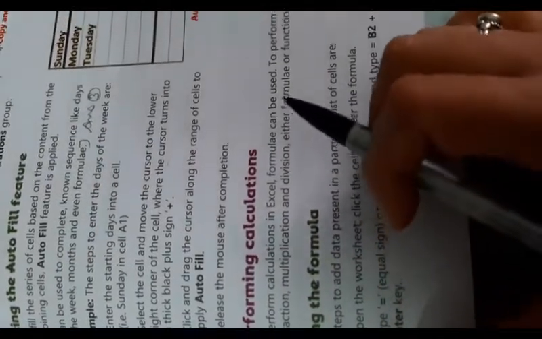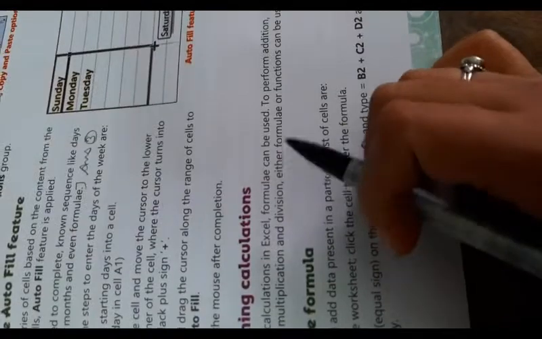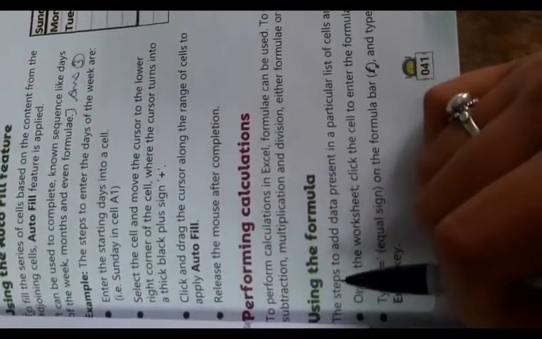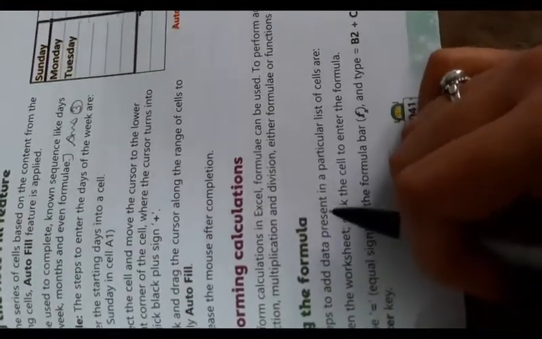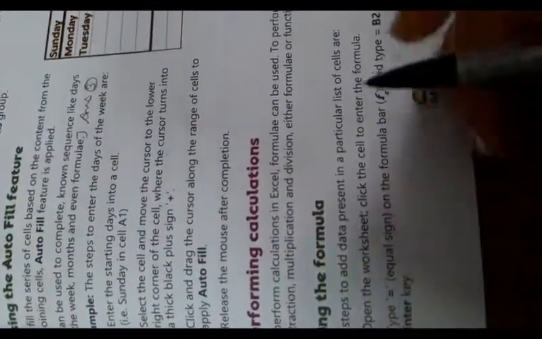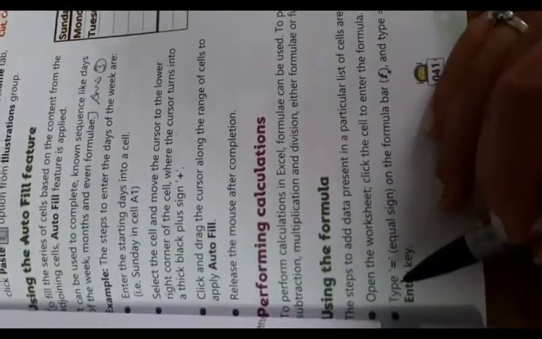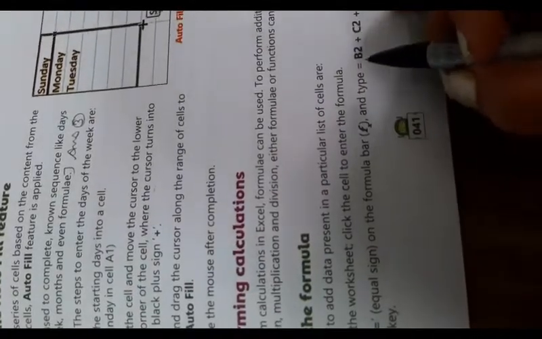Performing calculation. To perform calculation in Excel, formulas can be used. To perform addition, subtraction, multiplication and division, either formulas or functions can be used. Using the formula. The steps to add data present in a particular list of cells are: open the worksheet, click the cell to enter the formula, type the equals sign or click on the formula bar fx and type B2 plus C2 plus D2 and press the Enter key.